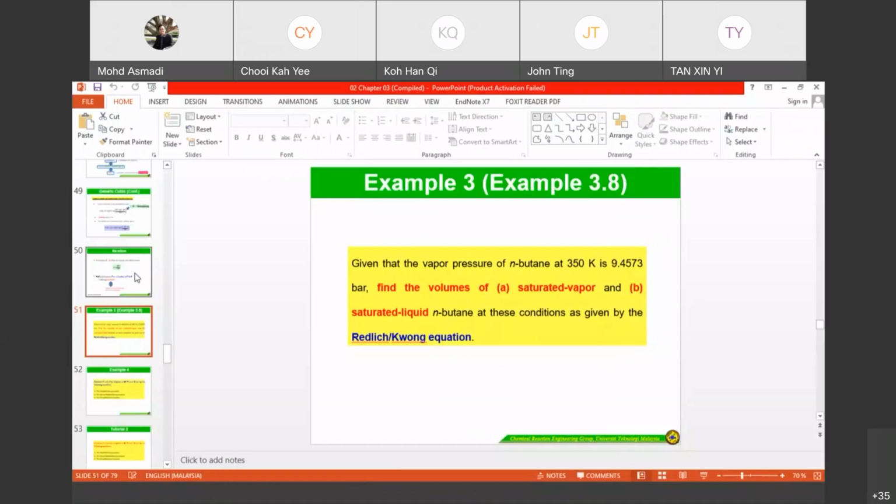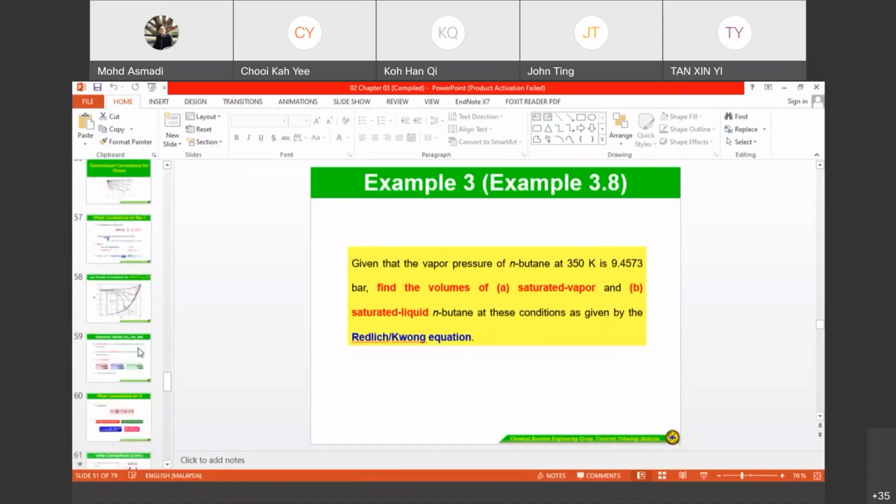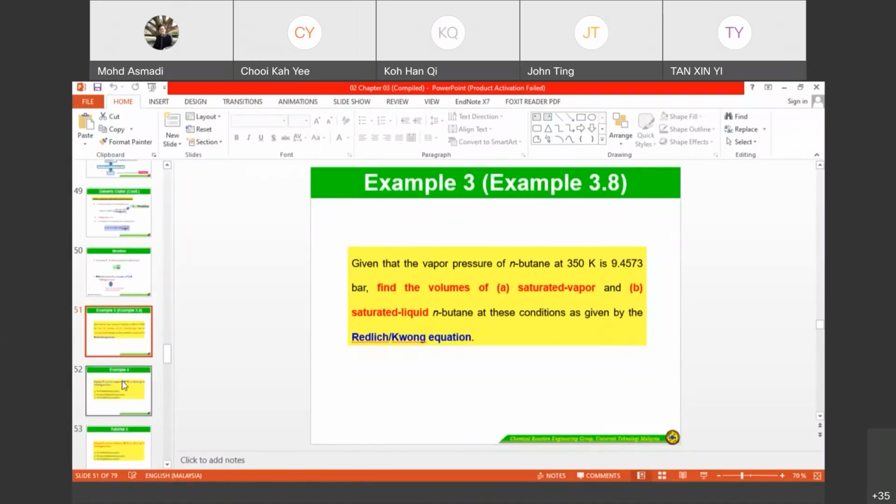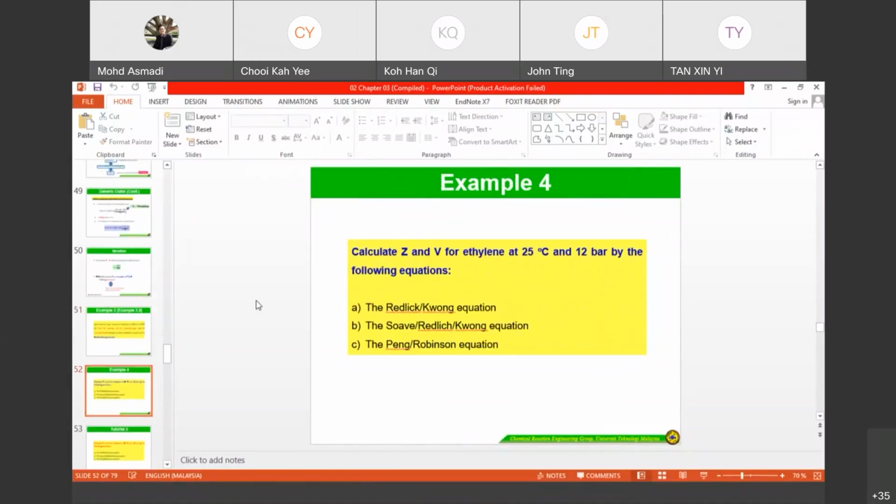So last time where did we stop? I think we stopped here. Okay, so just wondering, can you solve this for the example? Can you give me the answer for the value of Z and also V? Okay, what is the answer? Anyone? You can write in the chat box.